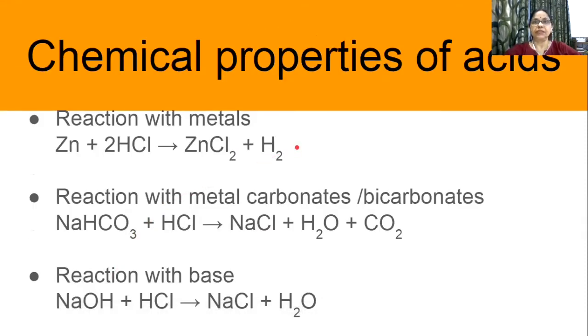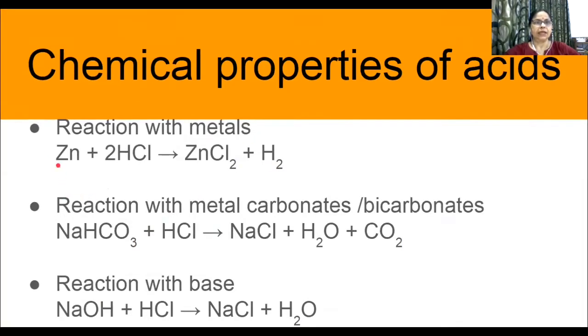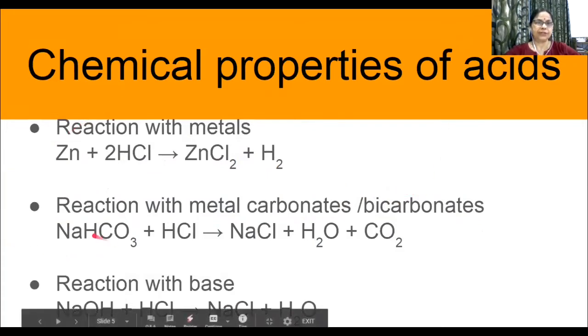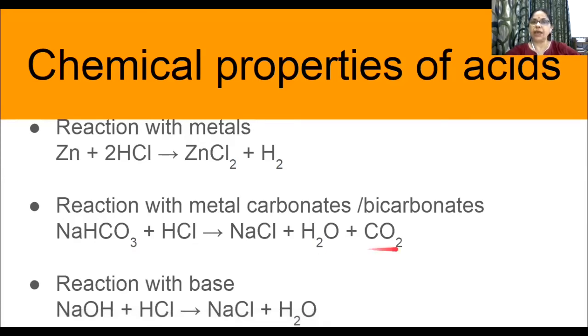Next, the chemical properties of acids. In the chemical properties of acids, we will take the first property, that is reaction with metals. In this, zinc, which is a metal, reacts with hydrochloric acid and it forms salt and hydrogen gas. Next is reaction with metal carbonates or bicarbonates. When it reacts with carbonates or bicarbonates, it forms a salt, water and carbon dioxide gas.